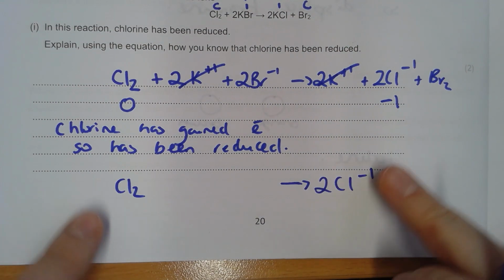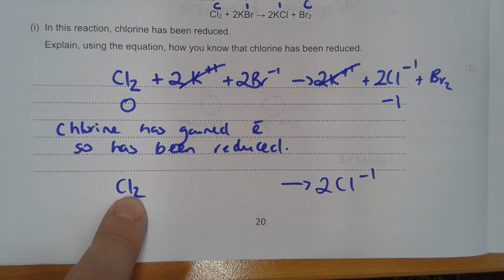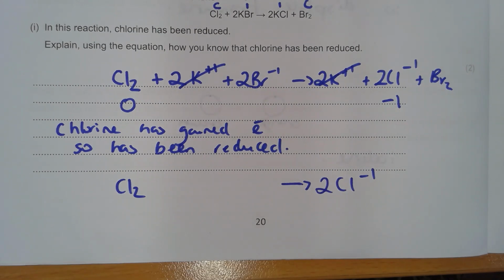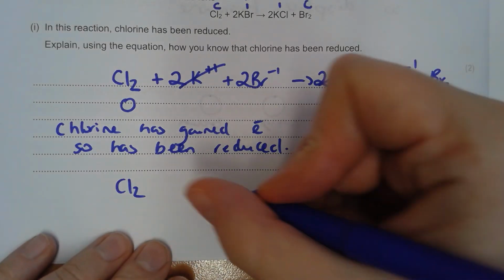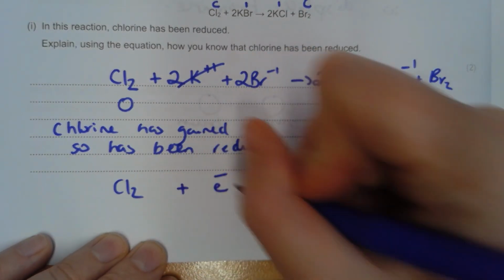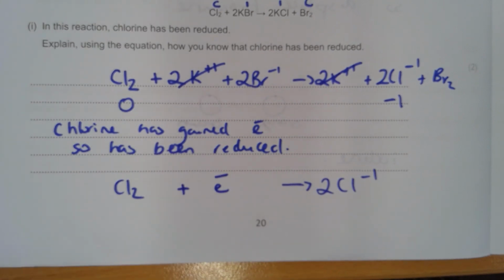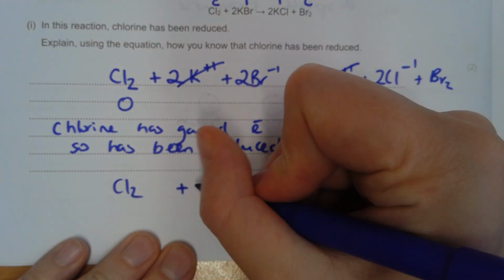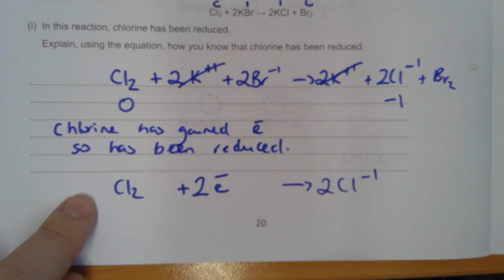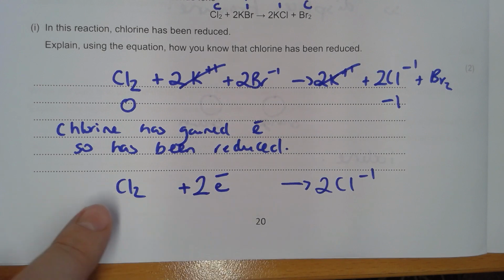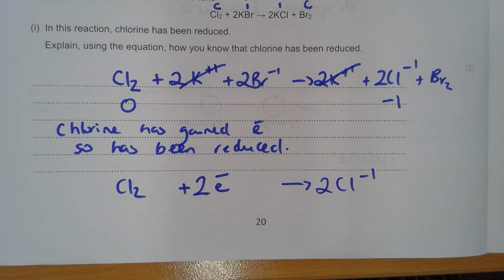So all of those charges have to stay exactly the same. So I can see it's going from having no charge to having a -1 charge. What's happening? We said in order to get that negative charge, it must be gaining electrons. So I'm going to write plus an electron. But because I've got two chlorines, and they each want to gain an electron, I need to give it 2 electrons in total. And that's a half equation, and being able to write that would get you all of your marks, because you're showing that chlorine is gaining electrons to form the chloride ions on the other side.